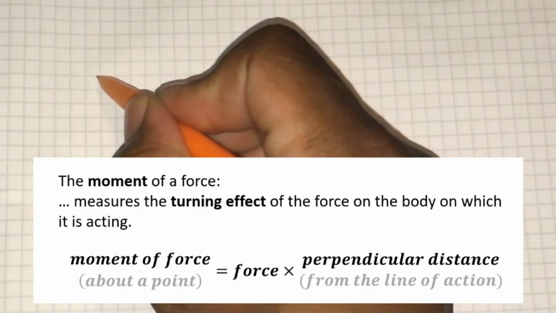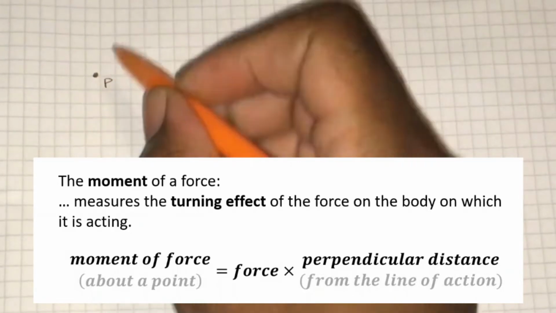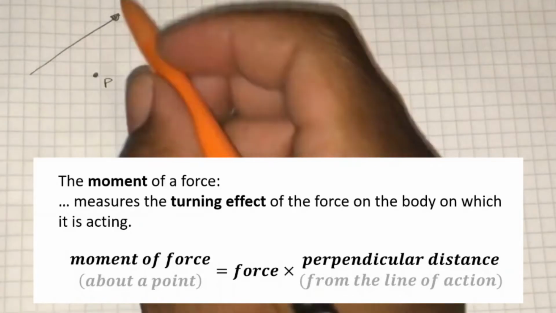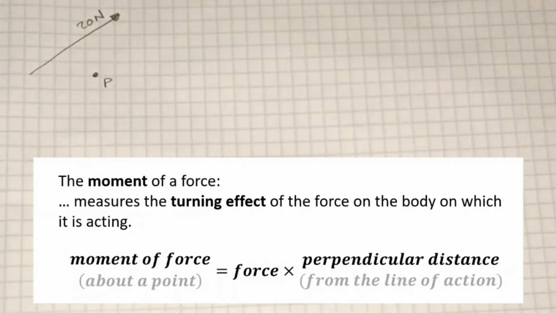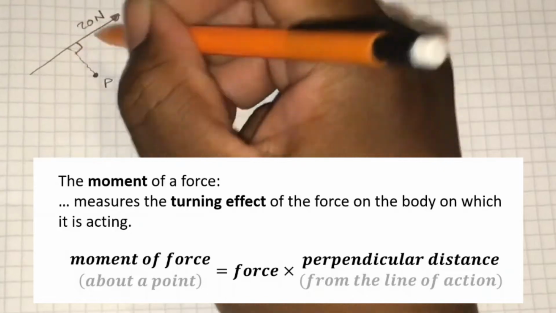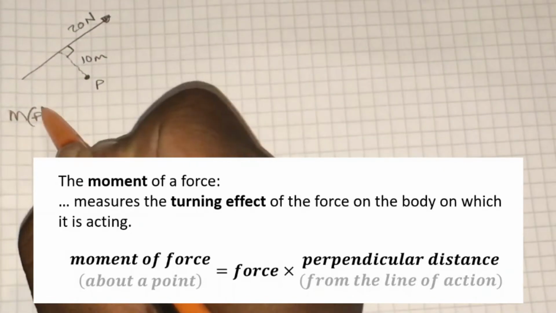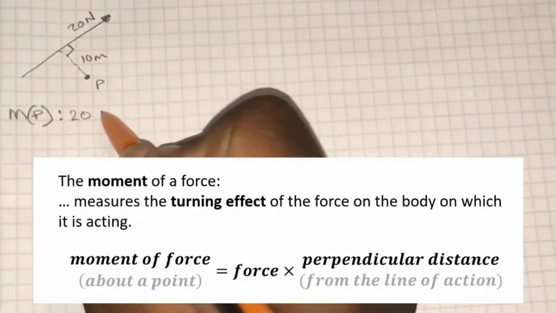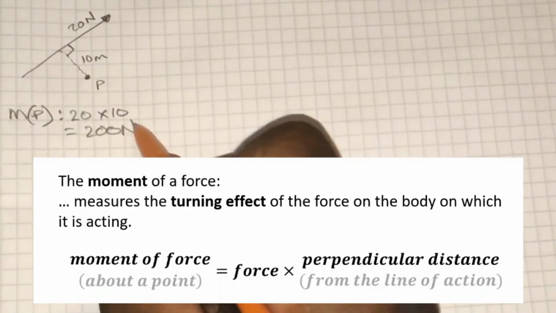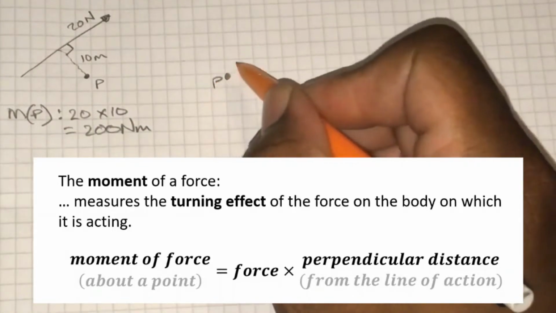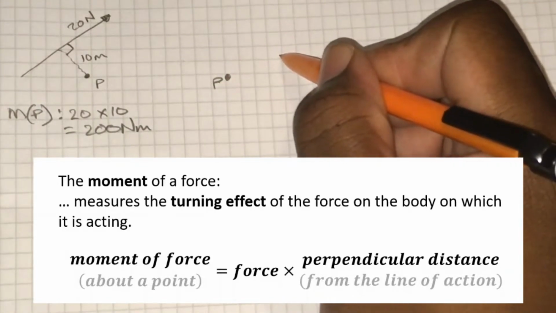So here I have a pivot point P. I have a force of 20 newtons. To calculate the moment, I need to know the distance, the perpendicular distance from that pivot point to the force. And I just need to multiply these two values, the force and the distance, and the unit is going to be a combination of newtons and meters. The distance we use must always be the perpendicular distance.